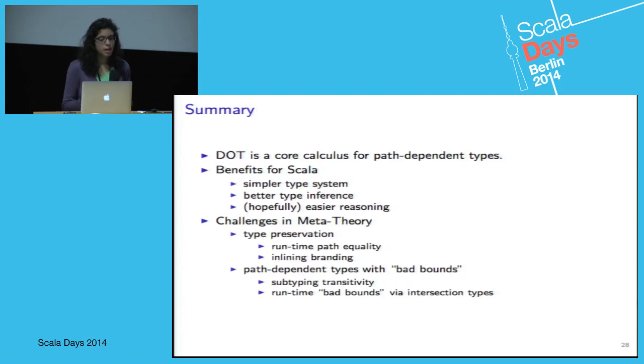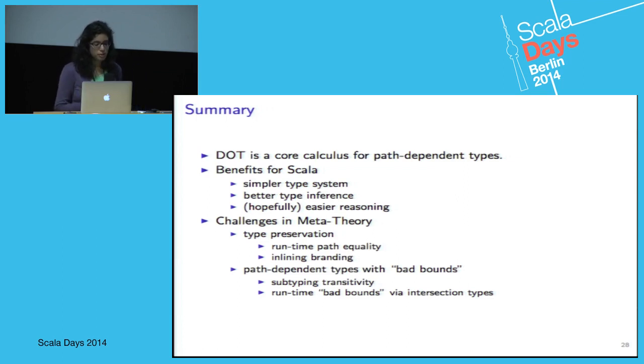All right, so with this, I want to conclude. So DOT is a core calculus for path-dependent types. And from a Scala point of view, one benefit would be to simplify the type system, to have a smaller core language, which would enable us to explain things better just in terms of these core constructs. And I showed you that it would enable better type inference through these classical intersection and union constructs. And hopefully the reasoning would be easier because there are fewer concepts to deal with.